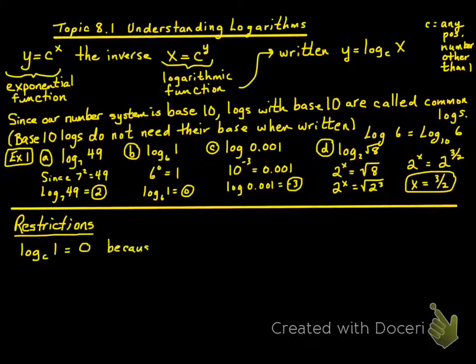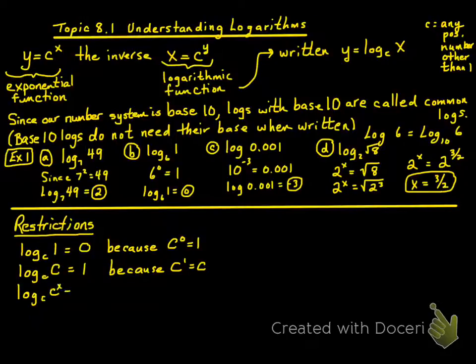Here are some restrictions, or identities. Log base c of 1 is equal to 0 because c to the power of 0 is equal to 1. Log base c of c equals 1 because c to the power of 1 is going to equal c. Next, log base c of c to the power of x is just going to be x because c to the power of x is, of course, equal to c to the power of x.